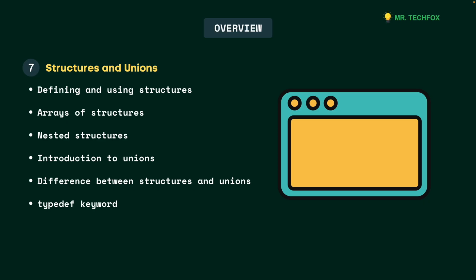Then we'll know about unions. Unions allow you to store different types of data in the same memory location. We'll show you when and how to use them. We'll also see the difference between structures and unions. We'll compare structures and unions, helping you decide when to use each. We'll also learn how to use typedef to create custom data types, improving the readability of your code.